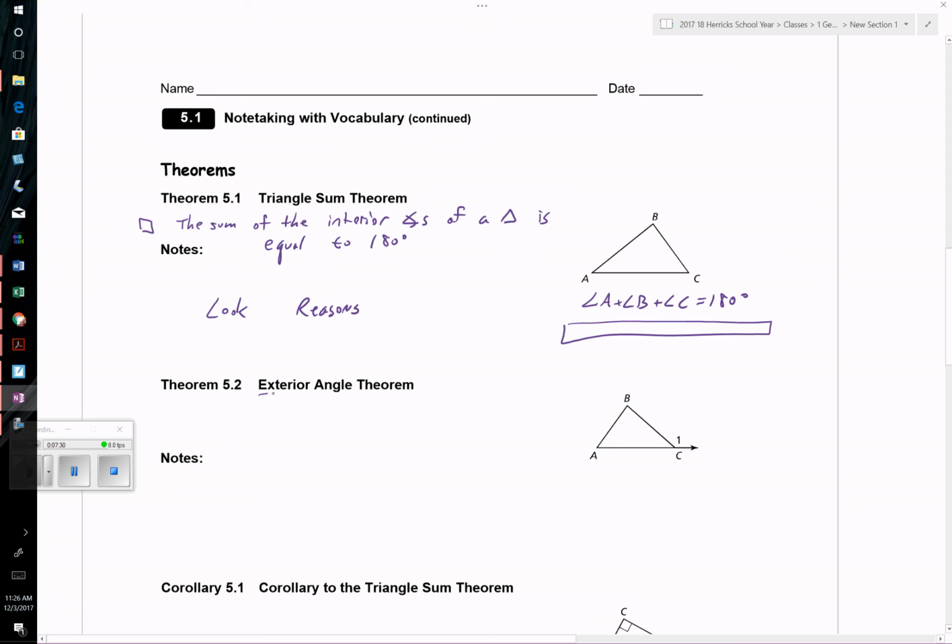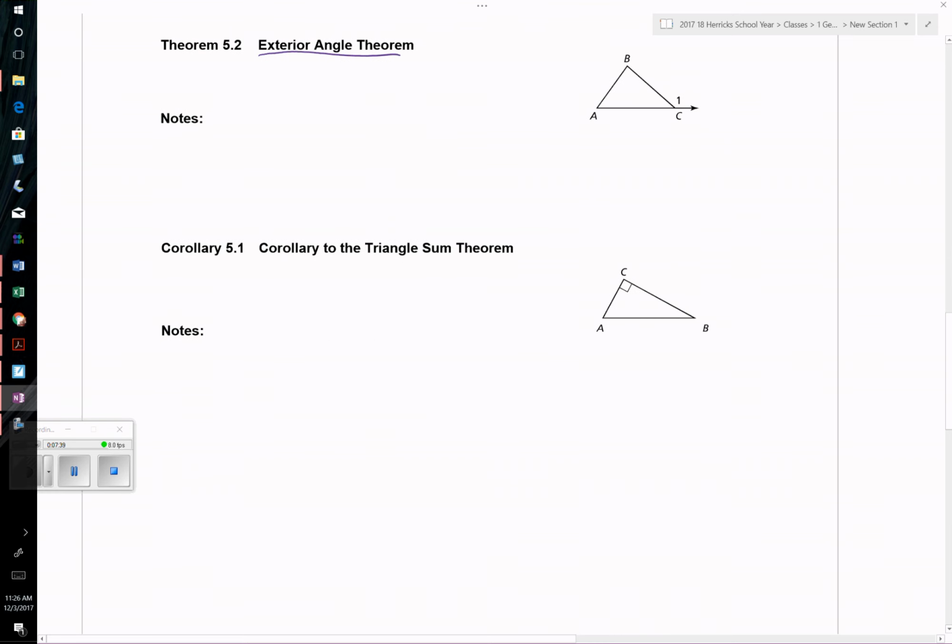And then we have another theorem here. That's a new one, so I need you to make sure you record it correctly, similar to the way we did it up here. And here is another one, a corollary to the triangle sum theorem. Make sure you have that.